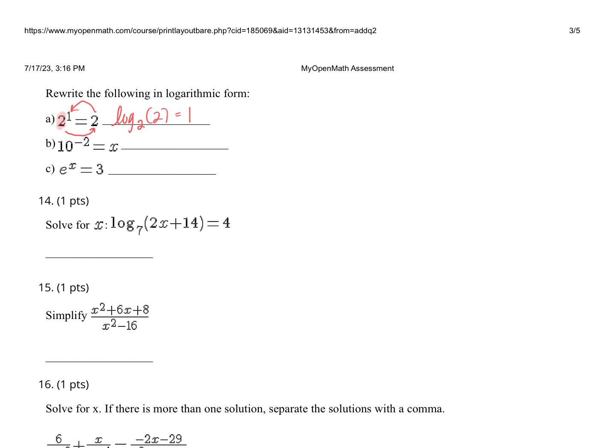Same thing for the next one. The base is 10, so we would say log base 10. We don't have to write the 10 because it's understood to be a 10, of x is equal to negative 2. And the final one, our base is e, so when we see e, we should use natural log. So we would say natural log base e. It's understood to be base e, so we don't write it. Of 3 is equal to x.